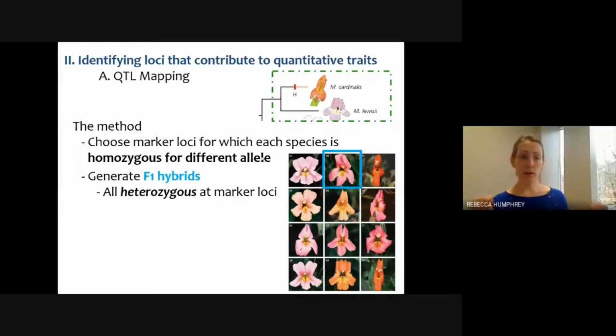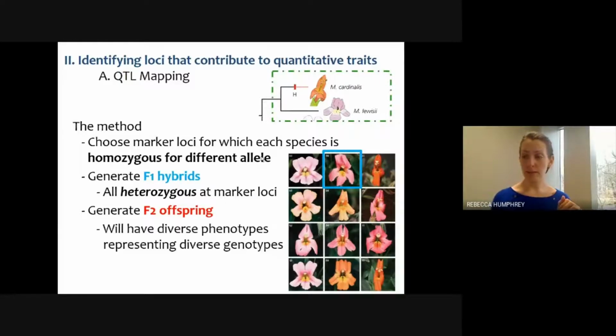Okay, then we're going to go in our greenhouse and cross lewisii and cardinalis individuals and generate F1 hybrids. These hybrids are going to be heterozygous for all of those marker loci. They're going to have one cardinalis allele and one lewisii allele. Then we're going to take our F1s, mate them together, and get an array of F2 hybrids. They're going to look like the rest of the pictures in that box. They're going to have differing phenotypes because of their differing genotypes.